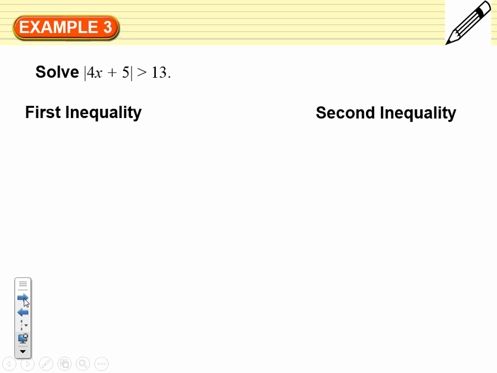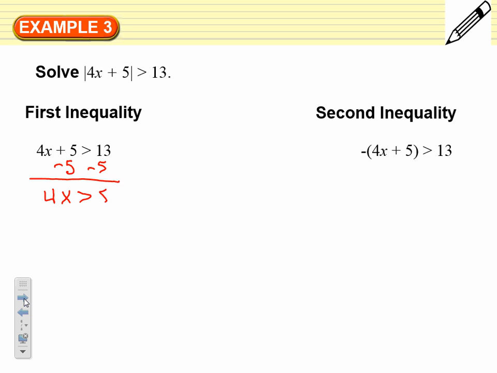The first inequality is going to be 4x plus 5 is greater than 13. The second inequality is going to be the negative slope, so it's going to be negative times the quantity 4x plus 5 is greater than 13. Now we're going to go about solving both of these. So this one I'm going to go minus 5, 4x is greater than 8, divide by 4, x is greater than 2. So there's one.